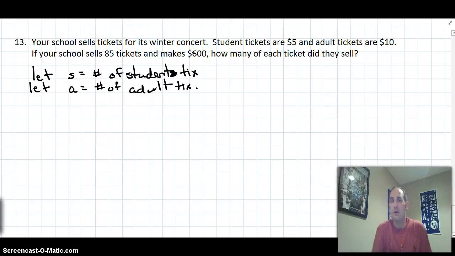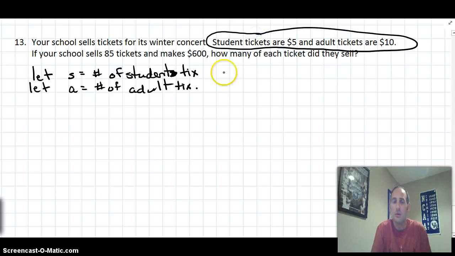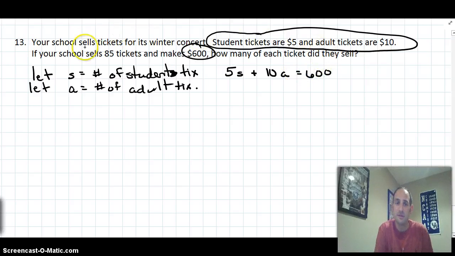Once I have that, I know, because the second sentence tells me, student tickets are $5 and adult tickets are $10. I know they made $600. I know that $5 times each student ticket is how much they make in student tickets, plus $10 in adult tickets, because they would add the two types of tickets together, must equal $600. I also know, and it's kind of sneaky in here, they sold 85 tickets total. So the number of student tickets plus the number of adult tickets has to equal 85.